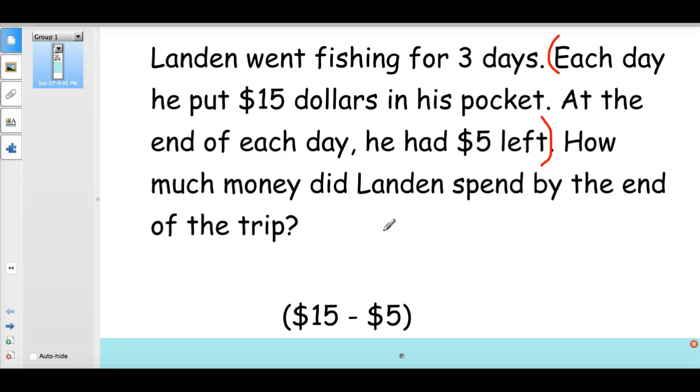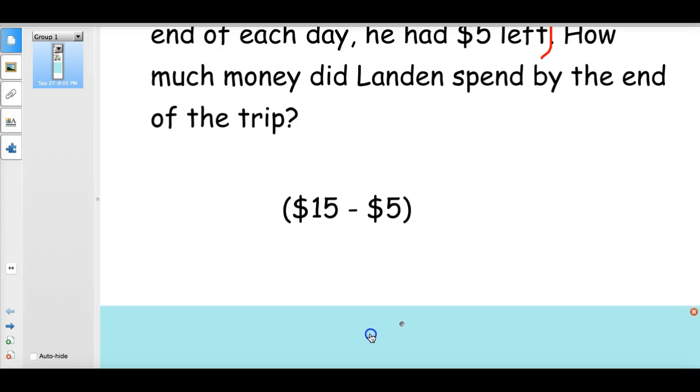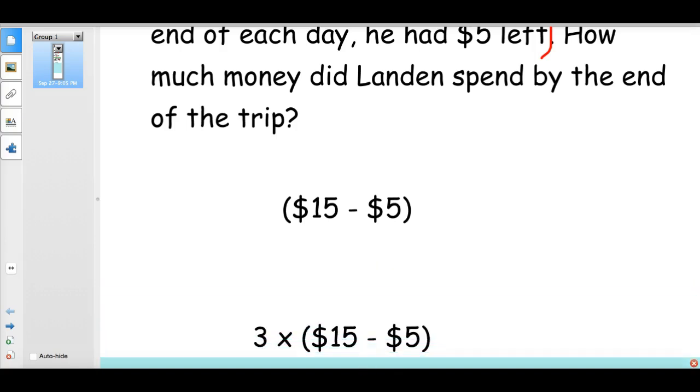So the way I'm going to represent that is I'm going to have to then multiply 3 times 15 minus 5. So again, 15 minus 5 shows me how much he spent a day, and then I'm going to multiply that answer by 3 to be able to figure out what he spent over the course of the whole trip.